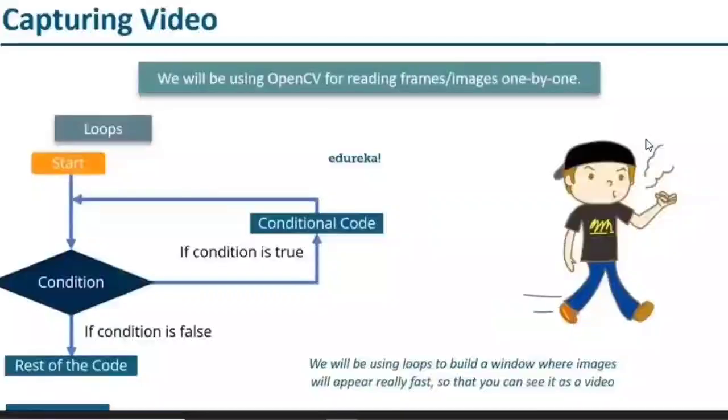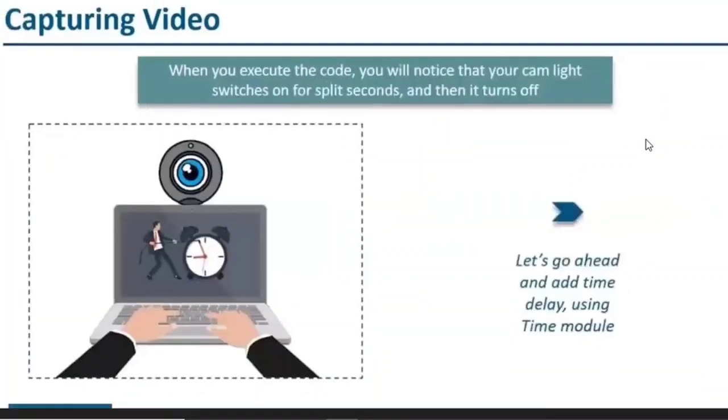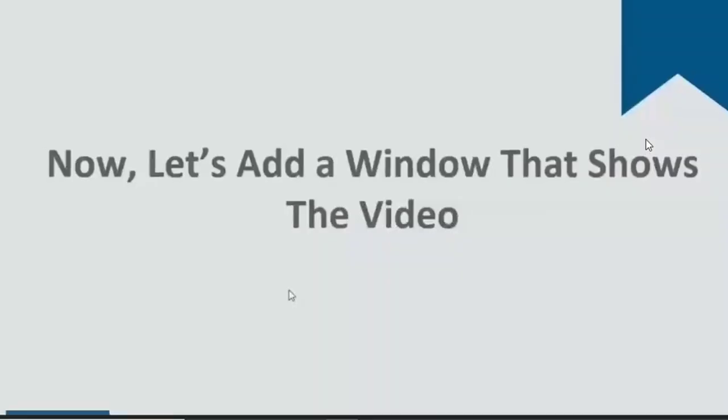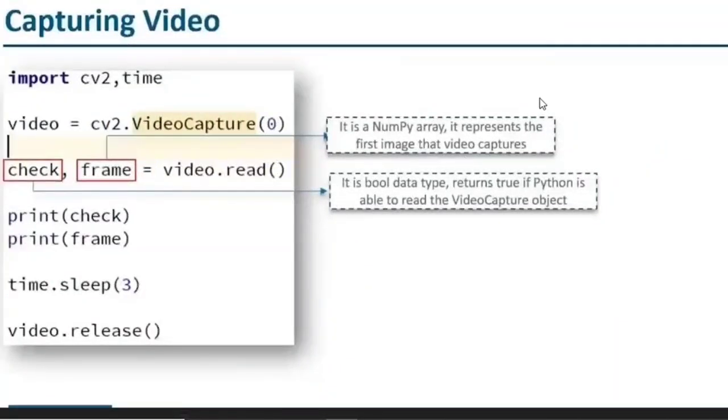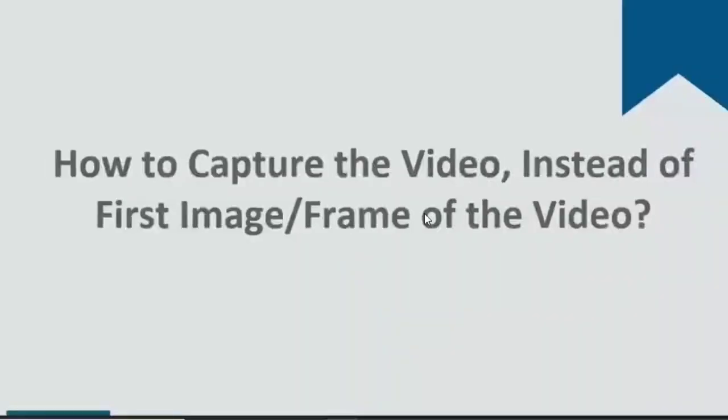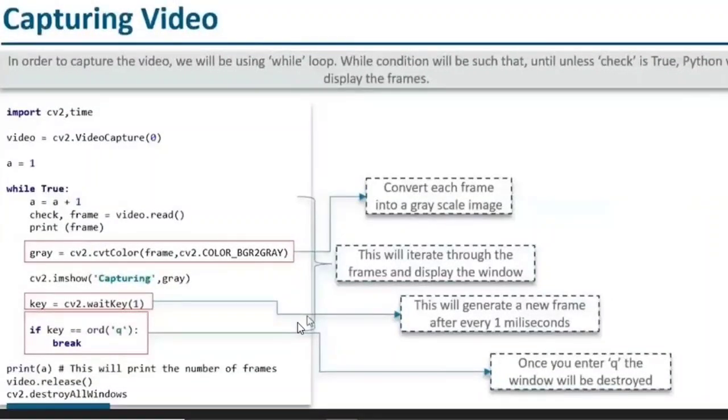Right? Next, video. Inside this video, you are going to take one after another. Check means it is going to return the Boolean value, whether the image is captured or not. Frame means whatever image was captured, this is the captured image. Print check means whether the image was captured or not. It is a Boolean data type, returns true or false. If the image was captured, it is true. If the image was not captured, it is false. One after another, clearly I have written it in the code.